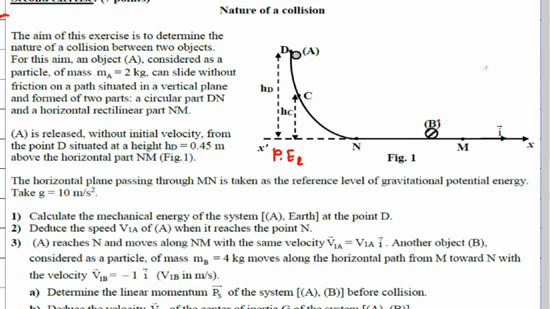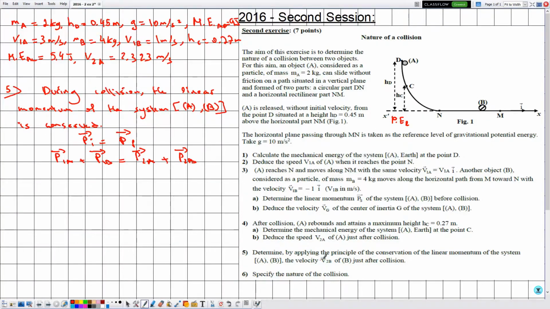Now for sure B in this case will move toward the right, and in this case we are interested in determining V2B, which is encoded here. So let me replace the formula of the linear momentum. So here we have MA V1A plus MB V1B, which is equal to MA V2A plus MB V2B, and we are interested in determining this one.